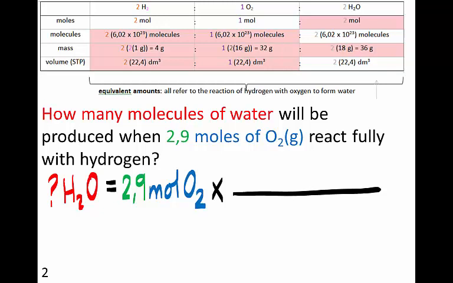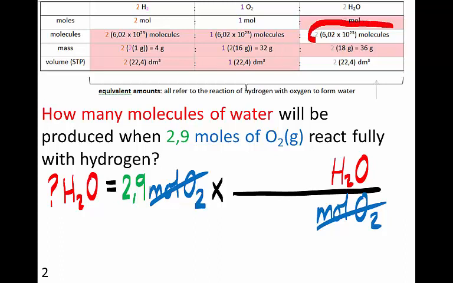In other words, moles of oxygen need to be at the bottom, and water molecules at the top. We could write it out in full if we wanted, but if we write H2O, it's obvious that it is molecules at the top. So what is our conversion factor that's useful? Here we have water molecules, and here we have moles of oxygen.